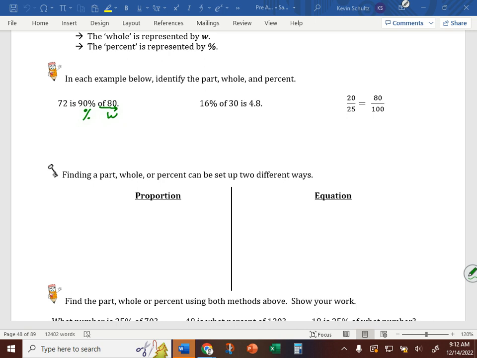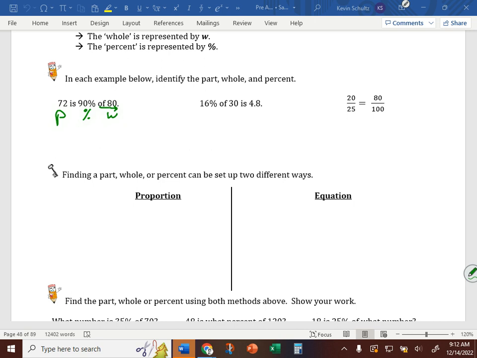And then what's left? 72, it's got to be the part. And it makes sense, because if 72 is 90% of 80, let's say you have an 80 question test. You got a 90% on it. The part you got correct is 72. You got 72 out of 80, right? The part and the whole.